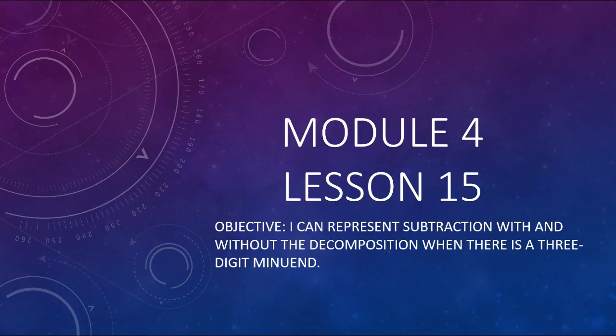Hello, second grade. This is Module 4, Lesson 15. And our objective today is I can represent subtraction with and without the decomposition when there is a 3-digit minuend.